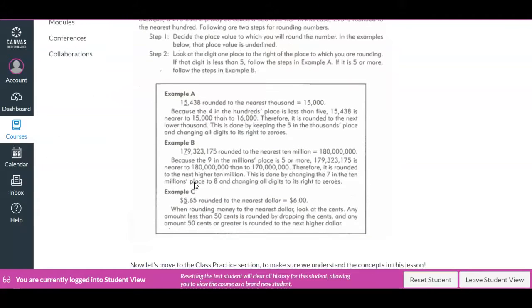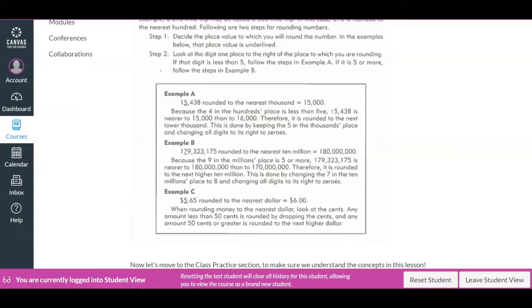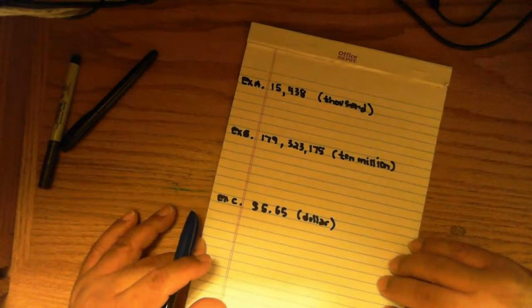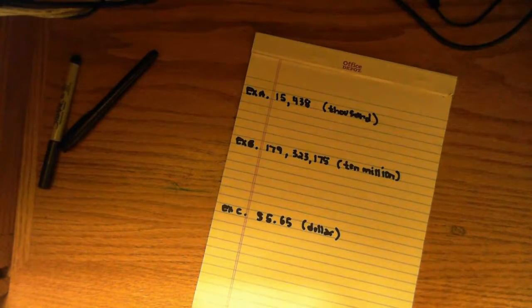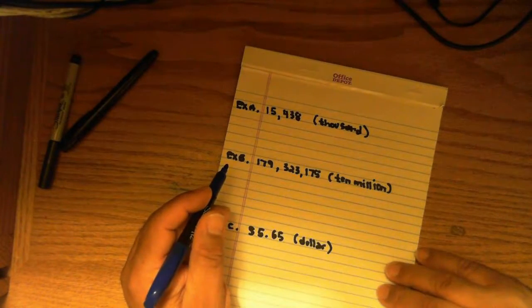So what I'm going to do is move over to the camera and show you these examples. I think that will help make more sense for you. Okay, so here are the 3 examples that are given in the textbook, and we're going to work through them.